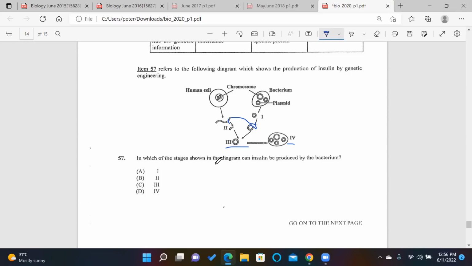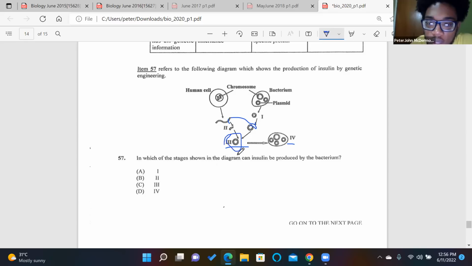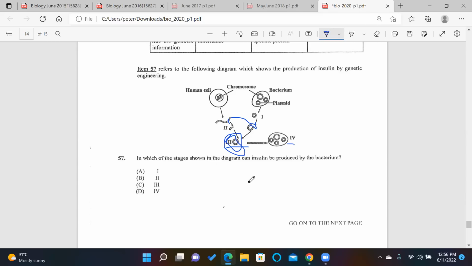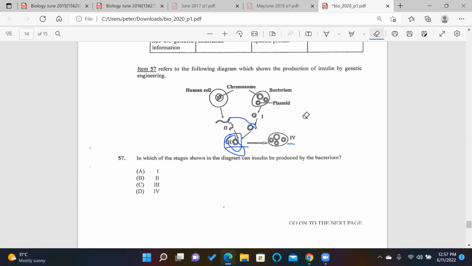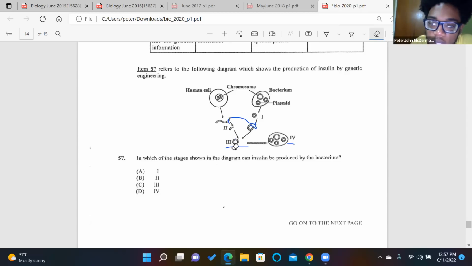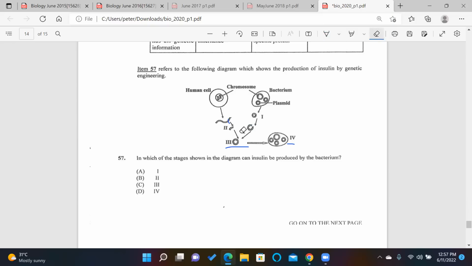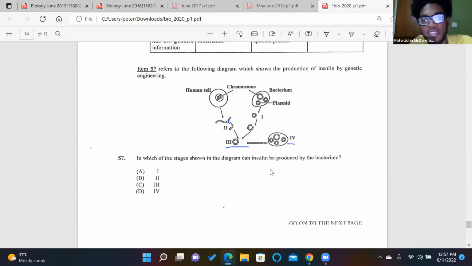So IV. Yeah, what's this thing? Is it the insulin? What does it look like? It looks like the blood. Looks like the plasmid. It's still a plasmid. You're correct. But what's the difference between this plasmid at 3 and this plasmid right here? The plasmid at 3 has the increase of human gene. Yeah, that's literally what it is. Perfect. So this is the plasmid with the human gene.